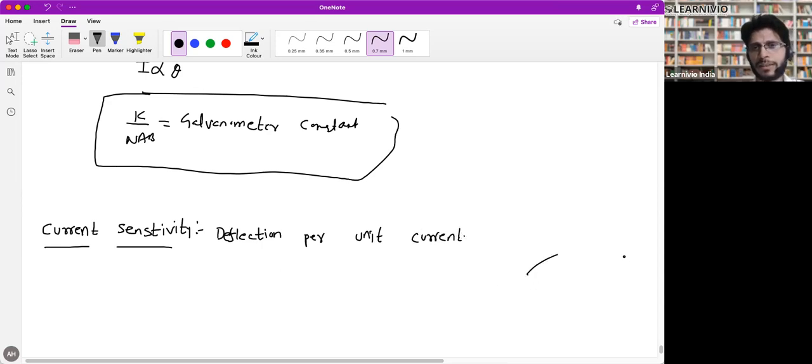Physically, it simply means, this is your pointer. So your pointer is here. I pass 1 ampere current through the galvanometer and this pointer gets deflected by, let's say, an angle of 10 degrees. So this is the current sensitivity. Current sensitivity is 10 here. We prefer galvanometers having a higher value of current sensitivity. So the greater the current sensitivity, the greater is the quality of the galvanometer.